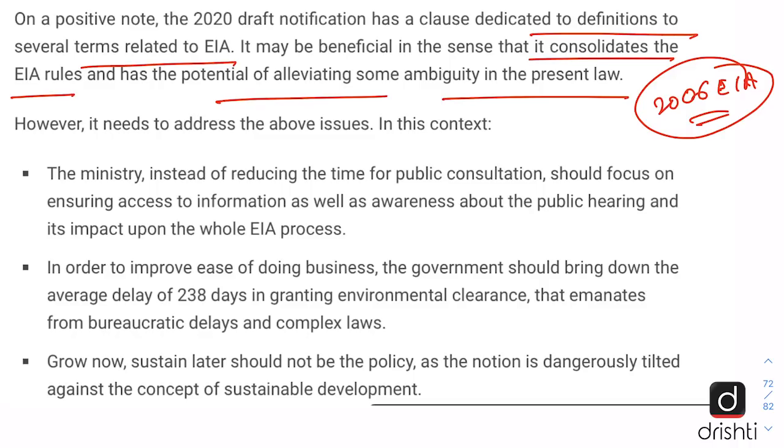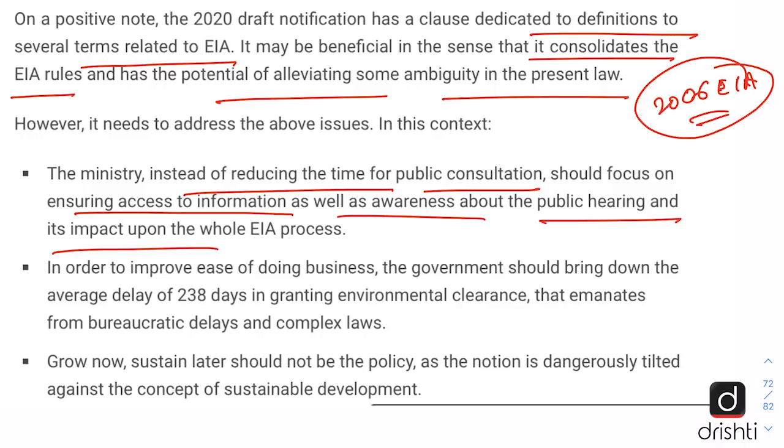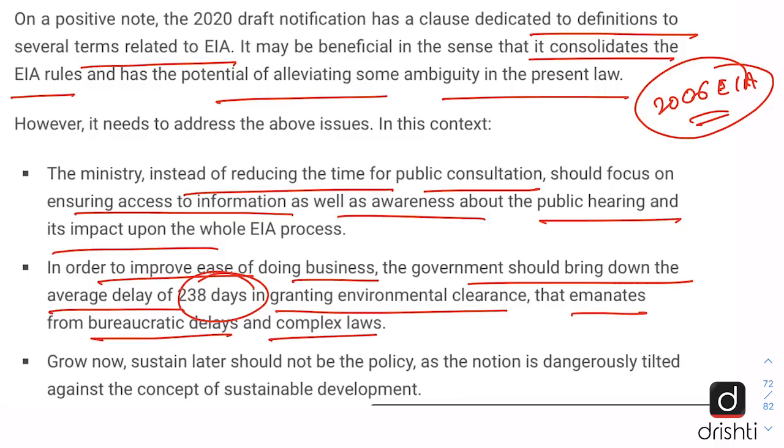First of all, instead of reducing the time for public consultation, the focus should be on ensuring access to information as well as creation of awareness about the public hearing and its impact upon the whole EIA process. Also, in order to improve the ease of doing business, the government should actually bring down the average delay of 238 days in granting of environmental clearance that emanates from bureaucratic delays and complex laws.